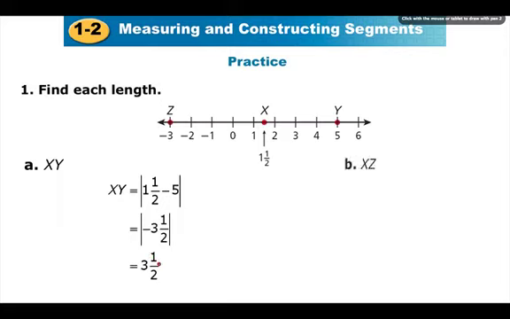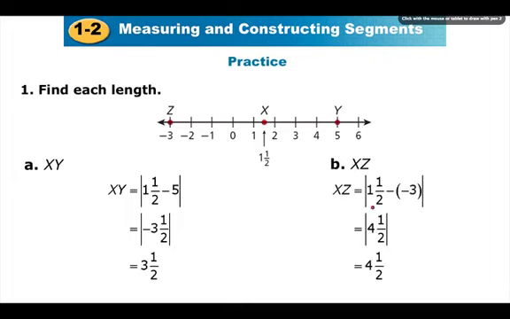Same manner, B, you need to find the distance of XY. Use what we know from the definition from the previous slide, and you end up with 4.5. You should know how to compute this. Find the absolute value. 4.5 is your answer. Next slide.